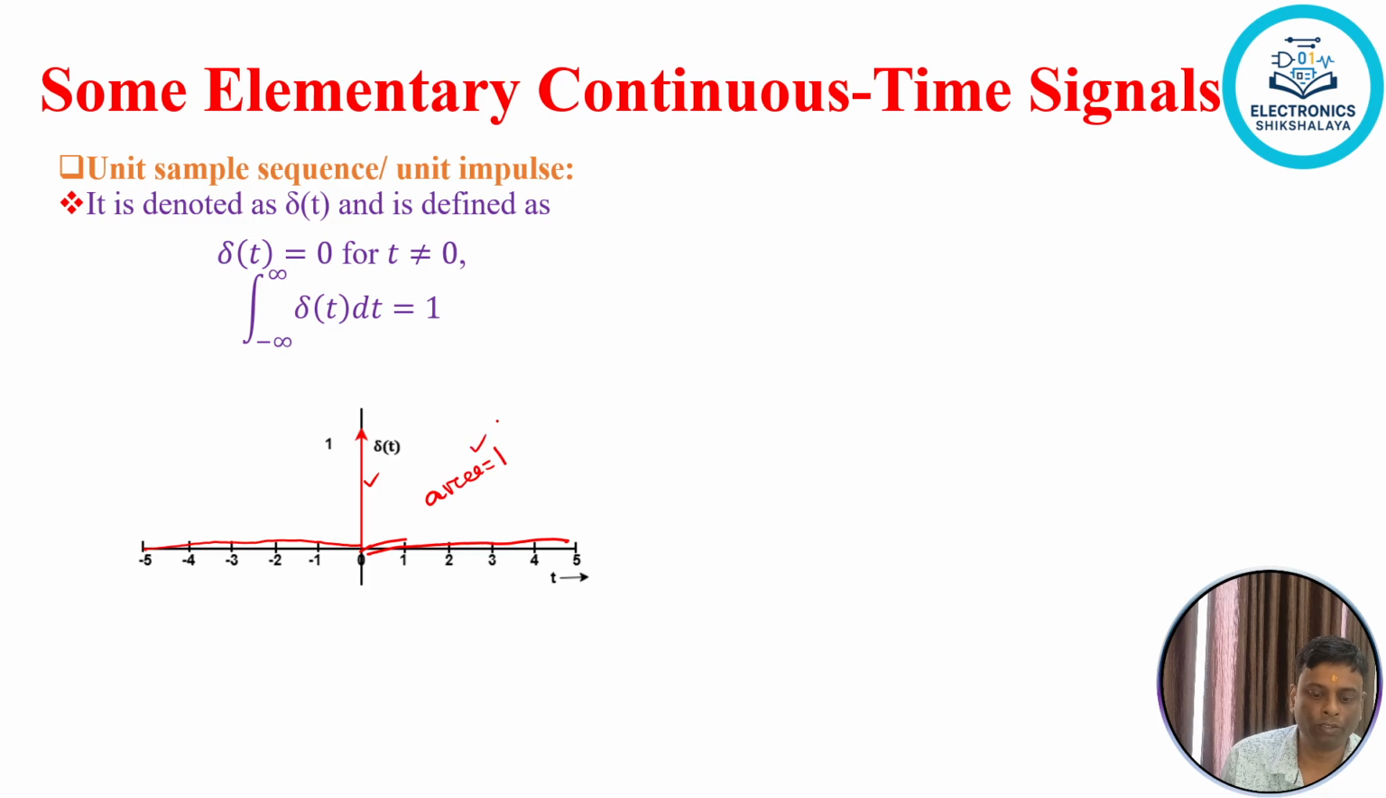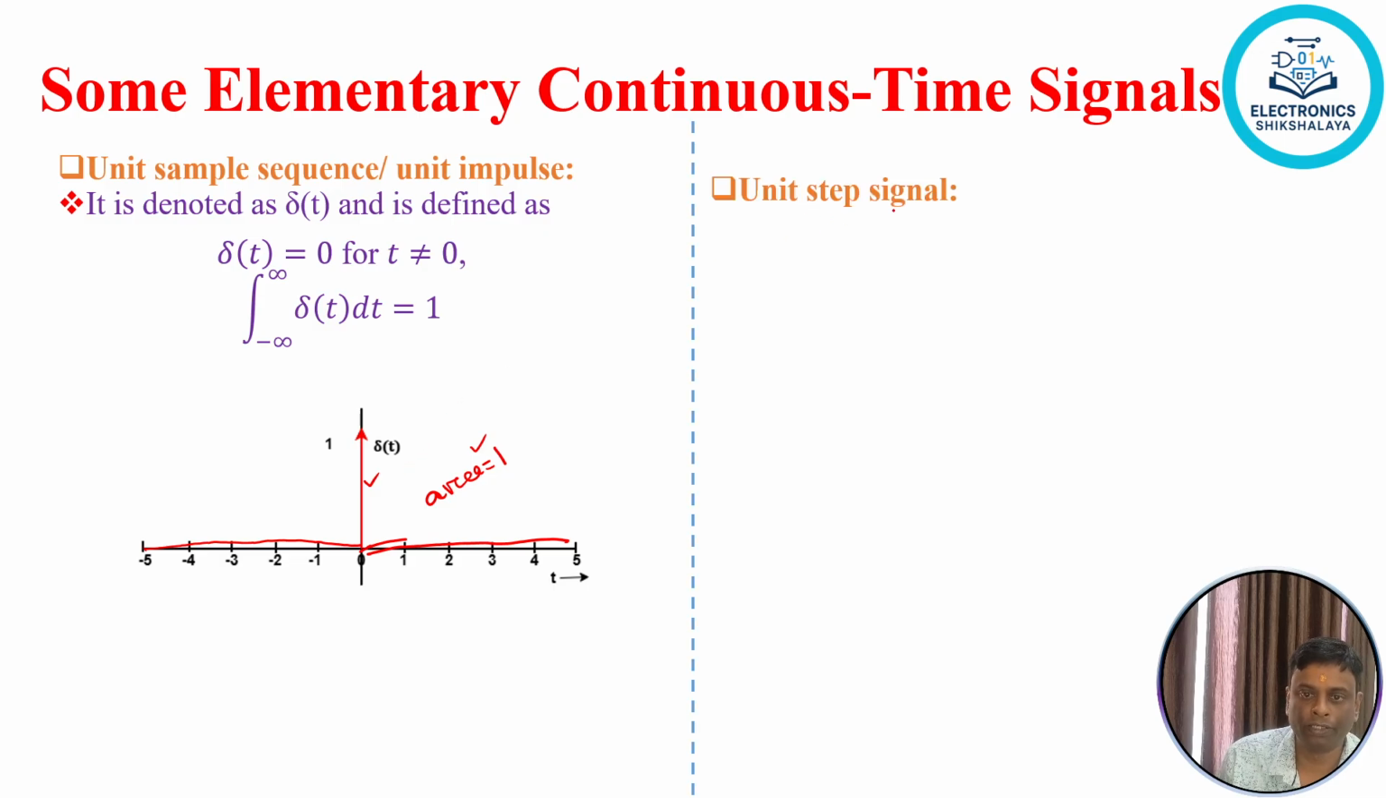So we have the infinite height at the origin, and 0 everywhere. The arrow indicates the height, and we have the area equal to 1. So this is our unit sample sequence, unit sample signal also.